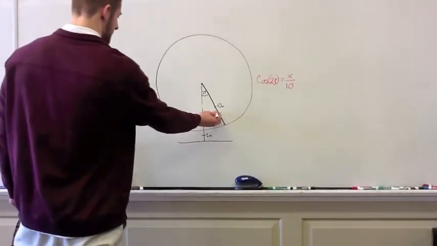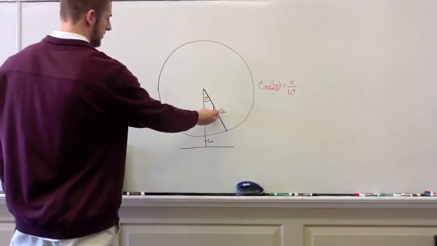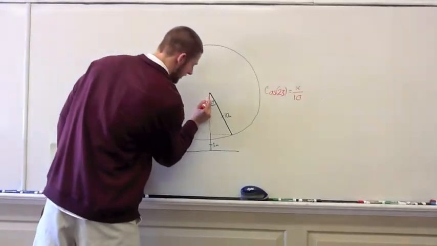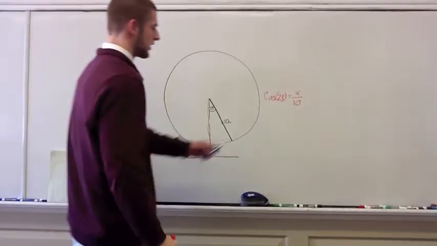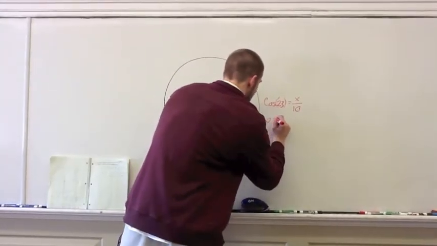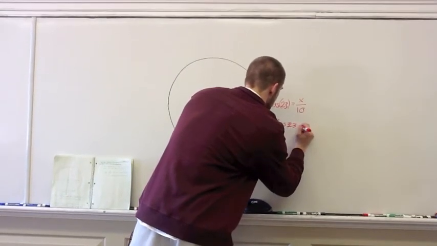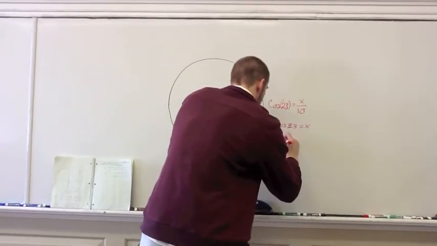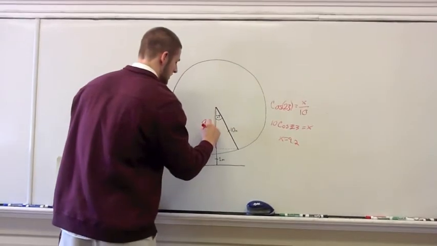So given the radius of 10 and the seconds 23, which comes up to 23 degrees, we want to find the length of this section right here. To do that, we use cosine 23 equals x over 10, multiply 10 times cosine 23 to get x. And x comes out to 9.2. And this section is 9.2.